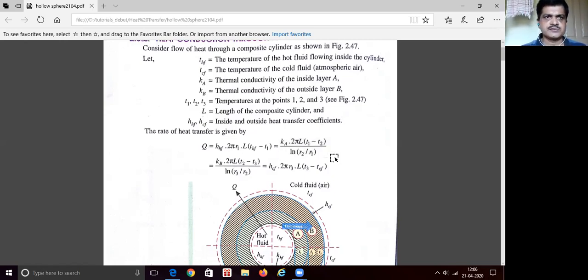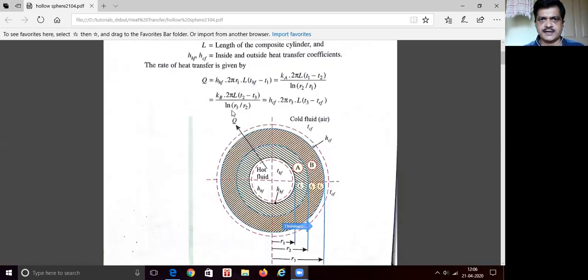Similarly, through B it is shown here: ln R3 by R2. Finally, from the outside surface to the atmosphere, Q is equal to HCF into 2 pi R3 into L, the outside surface area, into (T3 minus TCF). So this is the heat equation.